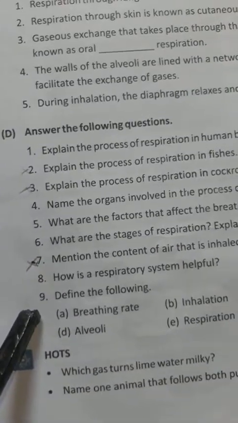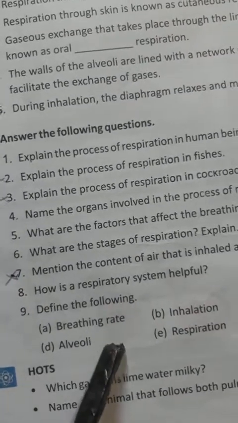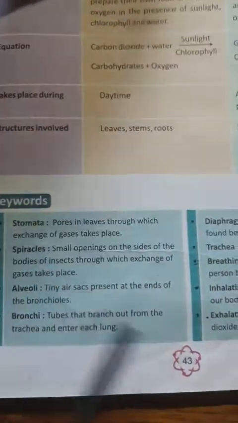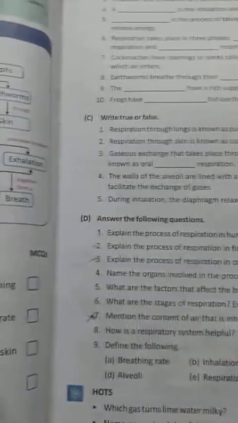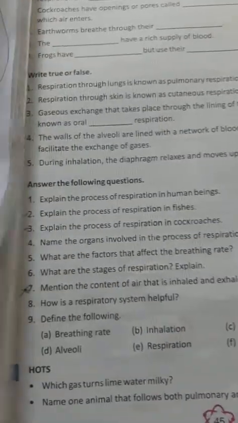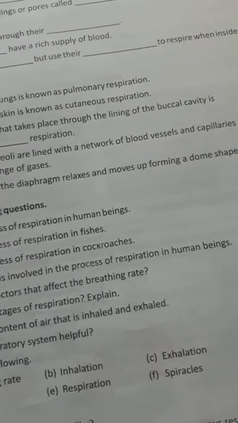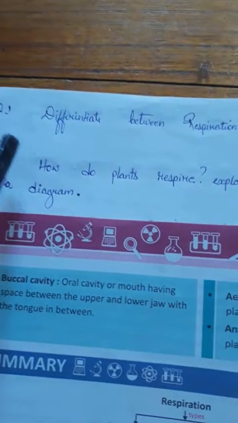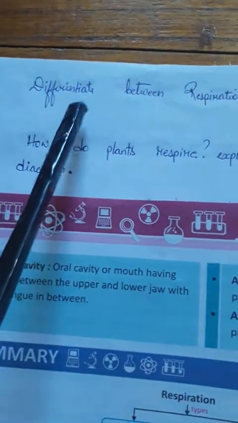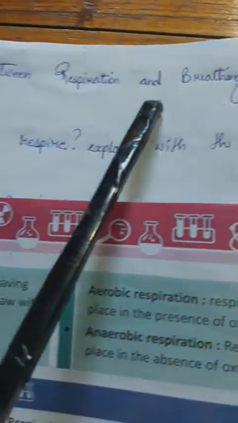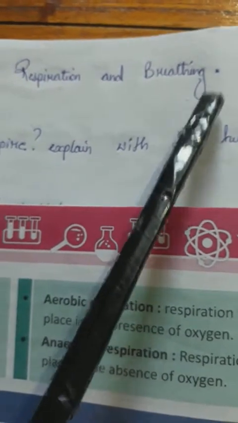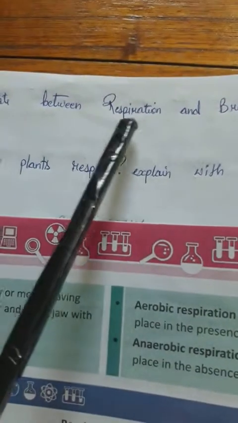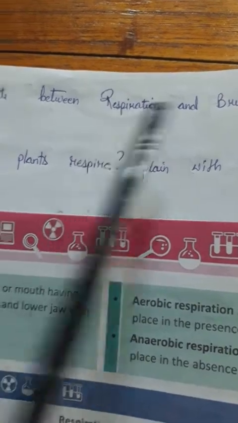Number 9, this will be your homework. Define the following. You can find the answer, everything in the keywords, okay? Very simple and short. And 2 more questions I want to give you as homework. Okay, the first question is differentiate between respiration and breathing. You will find it in your first page, I guess. So you have to make 2 columns and differentiate these 2, okay?